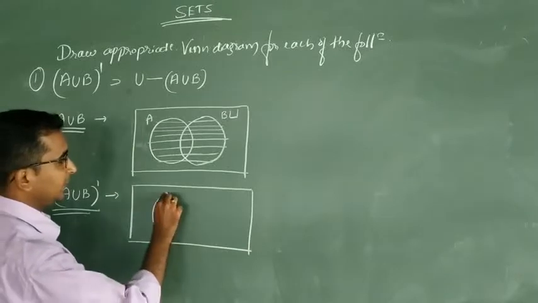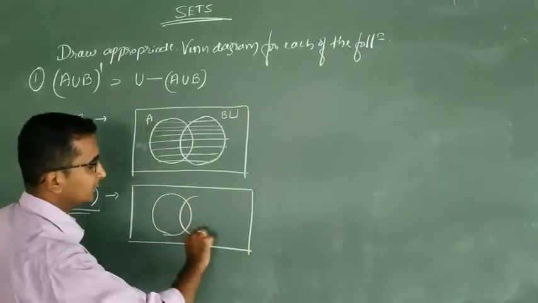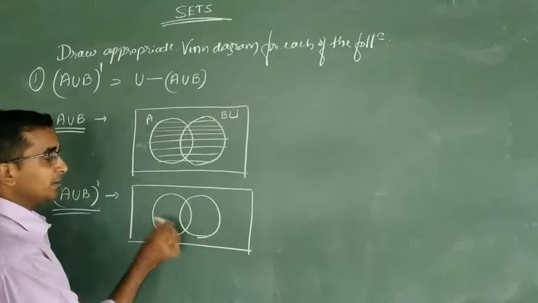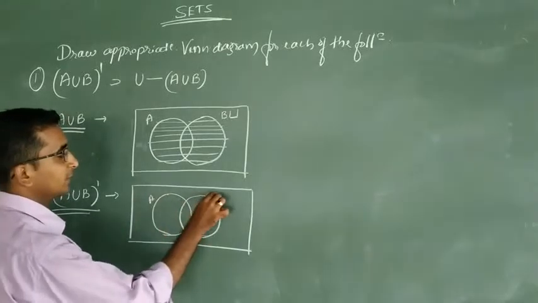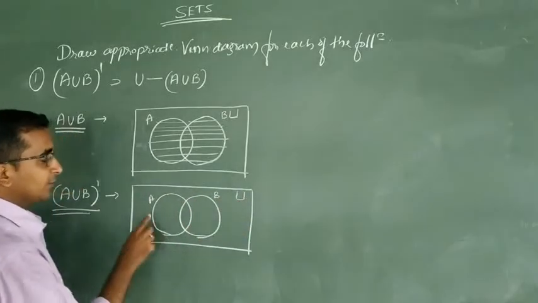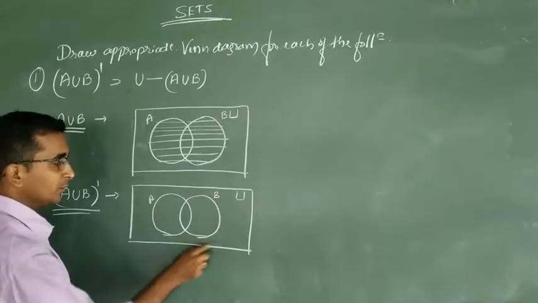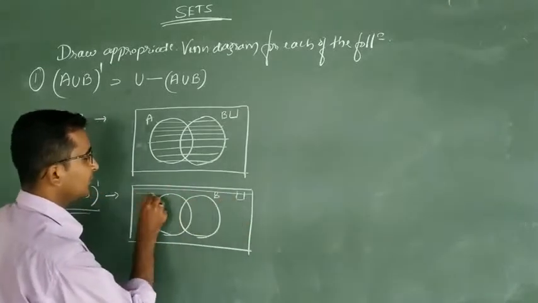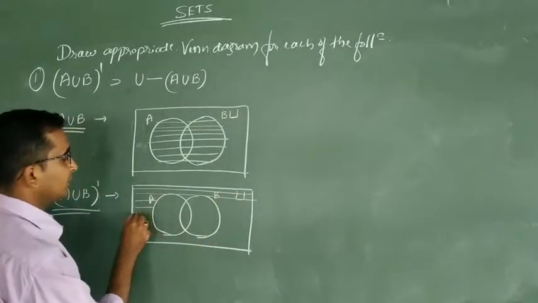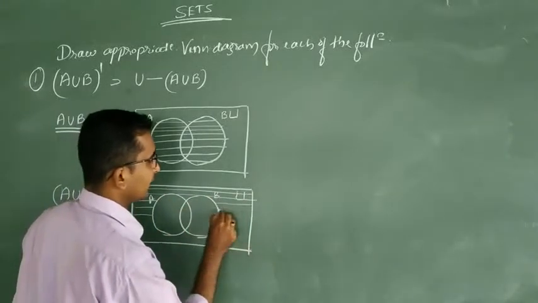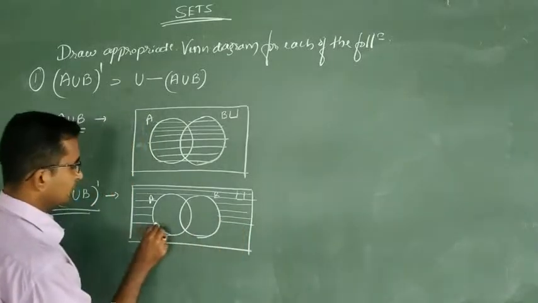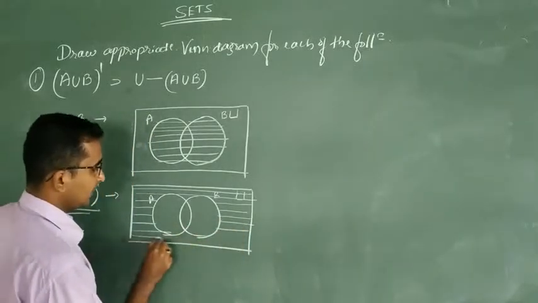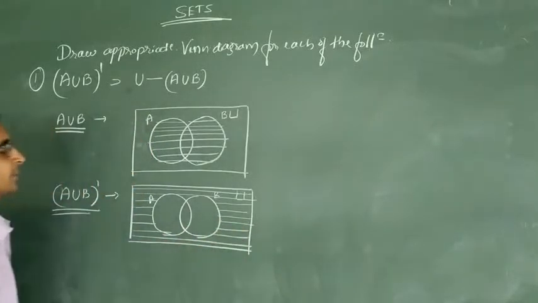this is A, this is B. Then it should not be inside A union B. What I am saying is, the elements which are present in U, that is the universal set, but not in A union B. So whatever comes in the universal set but is not inside A union B, this is nothing but (A union B) whole dash.